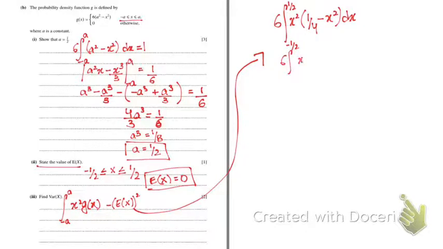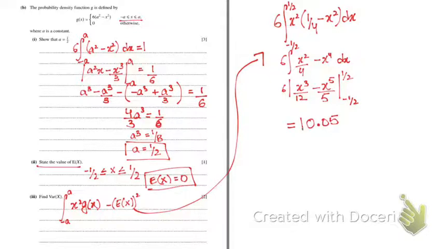This becomes 6 times x squared over 4 minus x to the power 4, dx, and this will become 6 times x cubed upon 12 minus x to the power 5 upon 5, from minus 1 upon 2 to 1 upon 2. Right, and once you solve this entire integral, your answer will be 0.05, and that's your variance. Our mean is 0, so minus 0 squared leaves it again 0.05, so this is your variance for the function g(x).